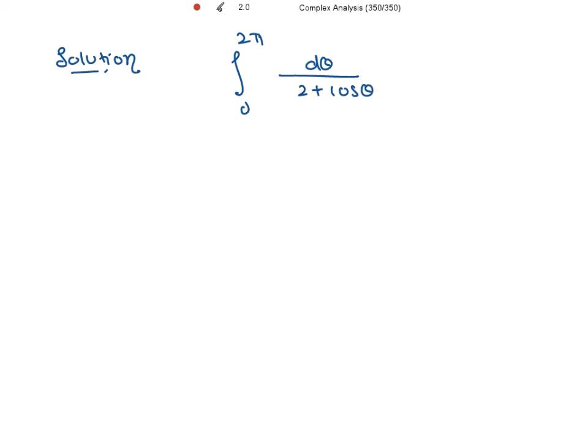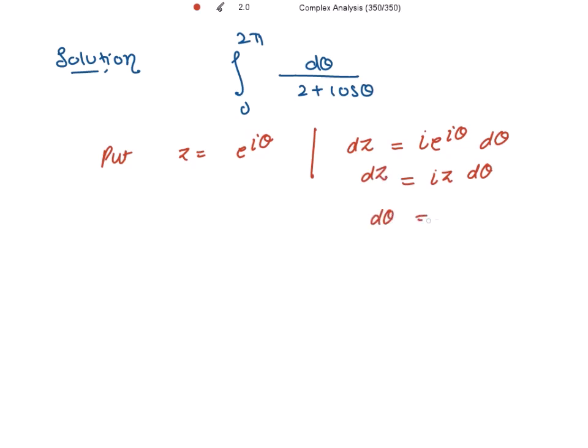So this is the given integral. For this, we have to put z equal to e to the power iota theta. Then we get dz to be equal to e to the power iota theta into iota d theta, that is iota z d theta. So we get the value of d theta to be dz divided by iota z.